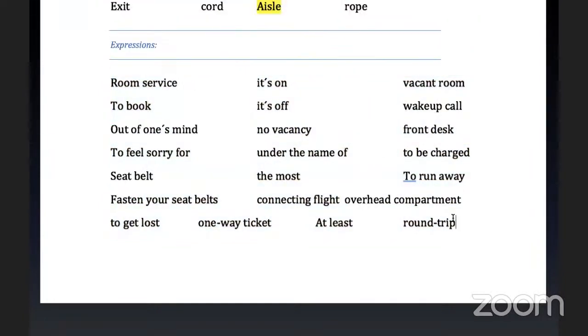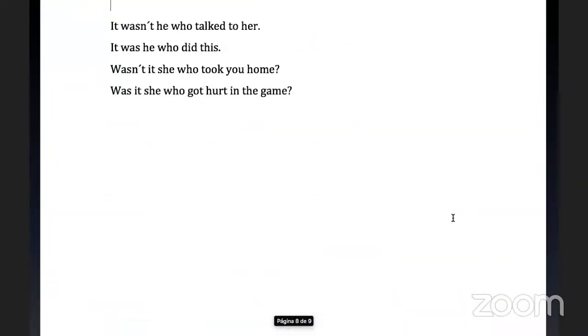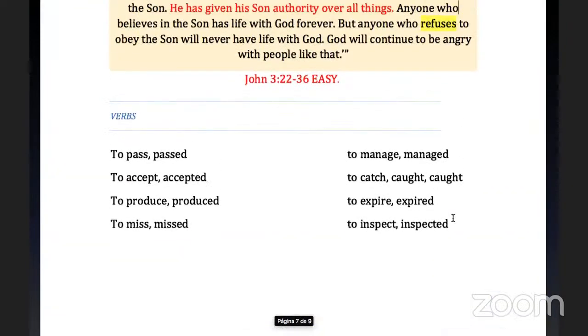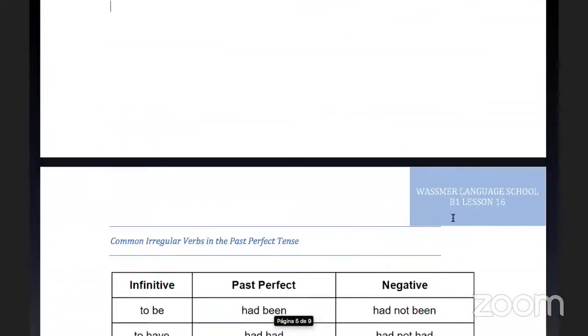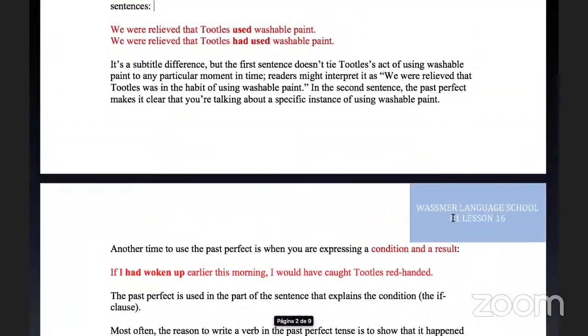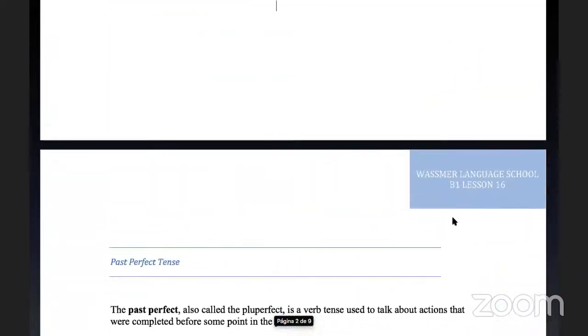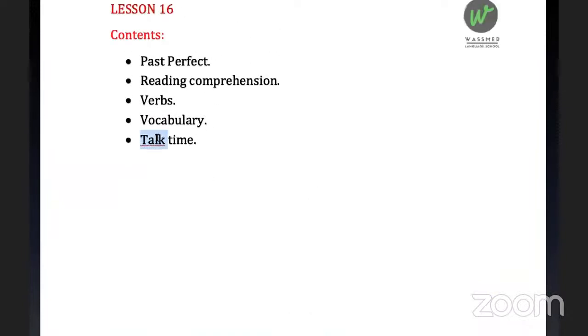All right, well, that's everything for today's class. We have learned about expressions, vocabulary, some examples, verbs. We read the reading comprehension together, and we reviewed as well the past perfect tense, positive, how to use it, negative, questions. And so far, pretty much that's today's topic. And I don't know if you have any other questions.